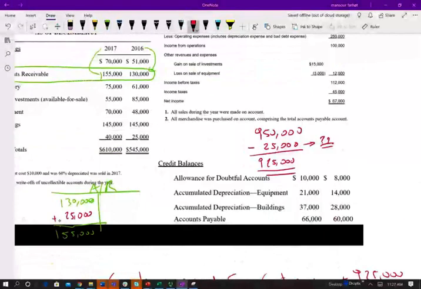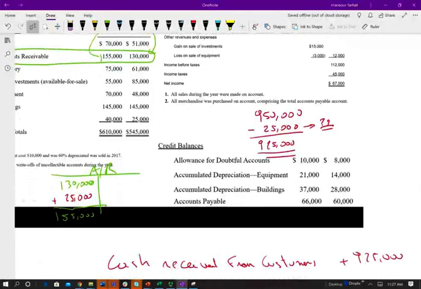The reason it's less is because my accounts receivable went up. If my accounts receivable went down, it means I collected more cash from customers. If I collected more cash from customers, then I would have added this number to the 950. But since my accounts receivable went up, it means overall I sold more on credit than I collected in cash.